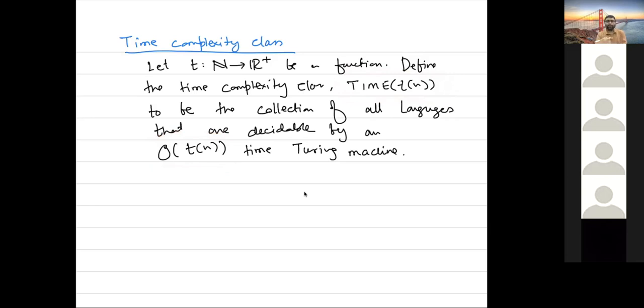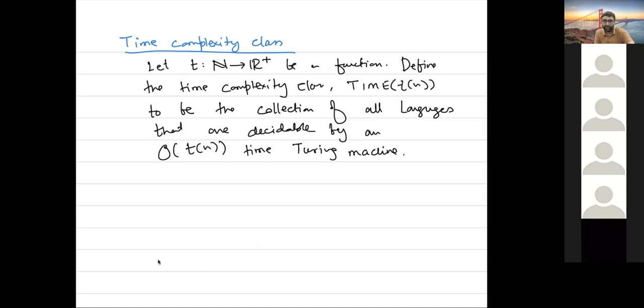This T could be anything. It could be n, n squared, n cubed, log n, n log n, n to the power 4. It could be a polynomial function, a log function, a polylog function, an exponential function. It could be any suitable time complexity function. We will see later on that some functions are time constructible and some are not, so we will talk about those things later. But this is called a time complexity class.